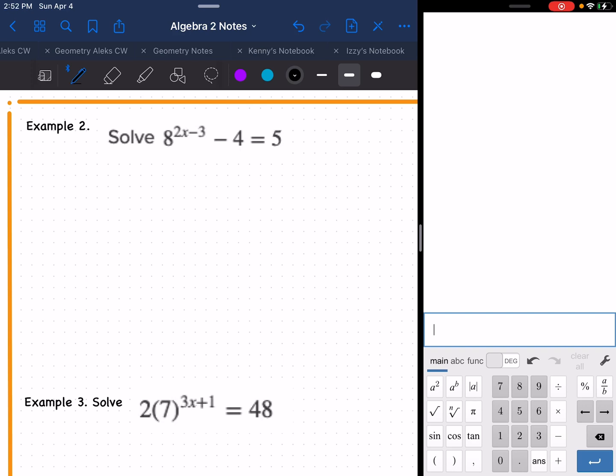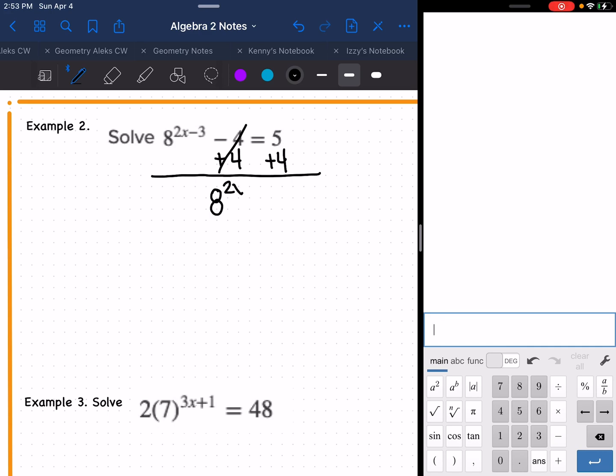So notice here in example 2, I have a base to a power. But notice that this 4 is hanging around after it. So the first thing that I need to do is get this base to the power, this exponential part, alone. So the first thing I'm going to do is add the 4 to the other side. I'm just simply following my rules of solving equations.